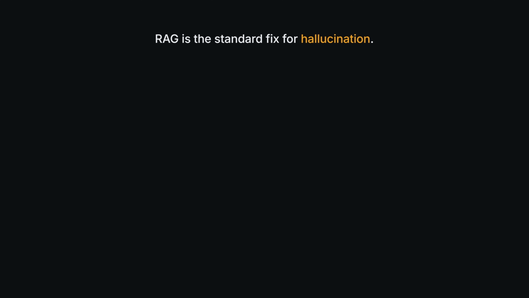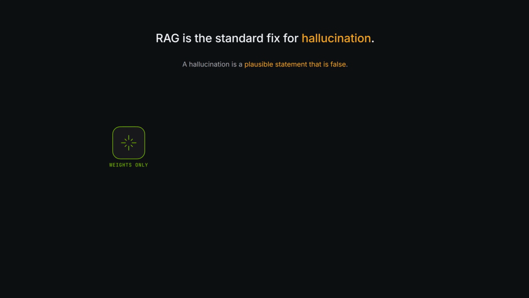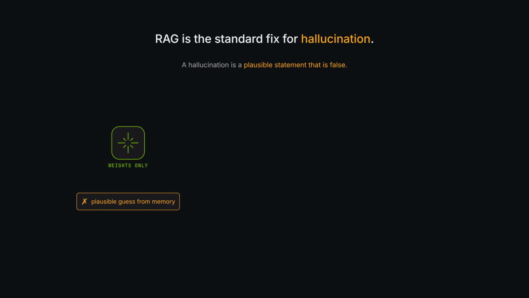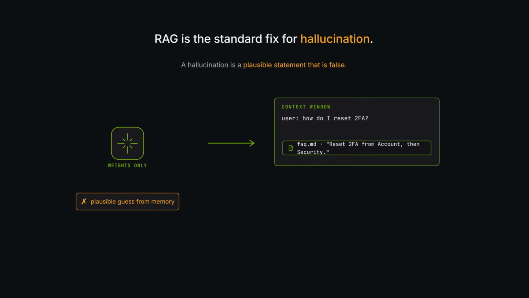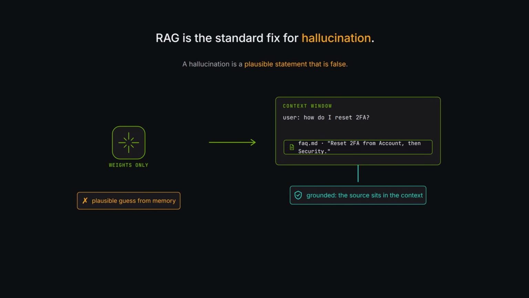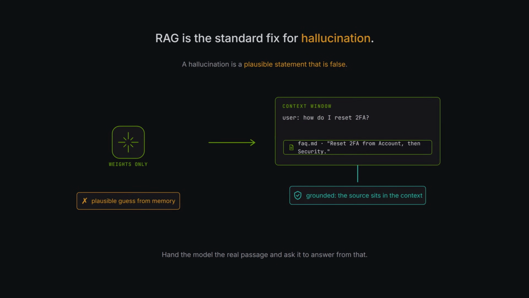This is why RAG is the standard fix for hallucination, where a model states something plausible but false. Instead of trusting the weights to remember your docs, you hand the model the real passage and ask it to answer from that, so the source is right there in the context window.